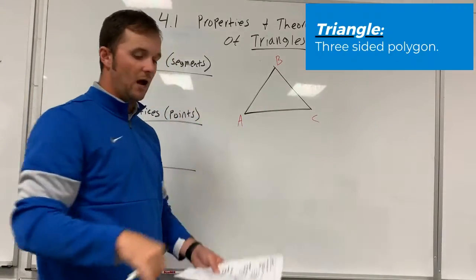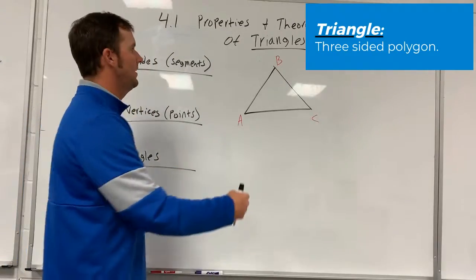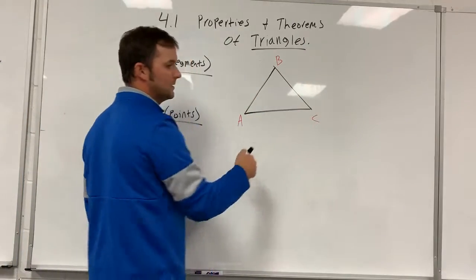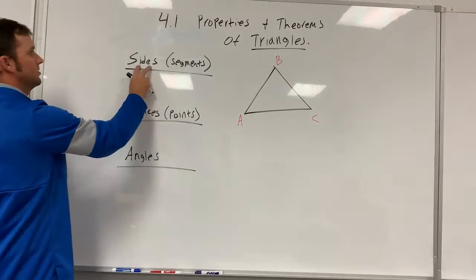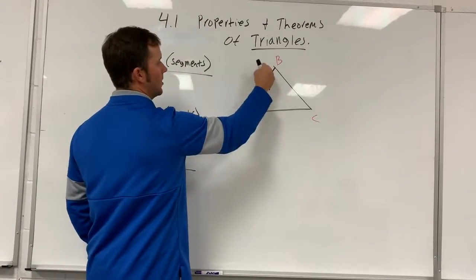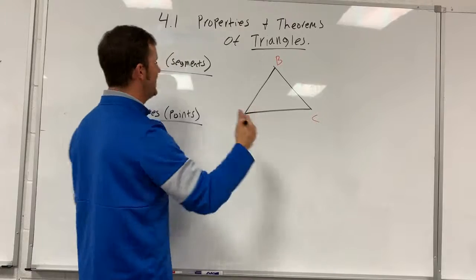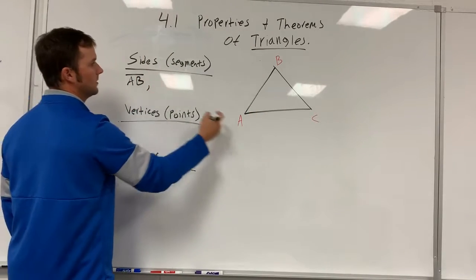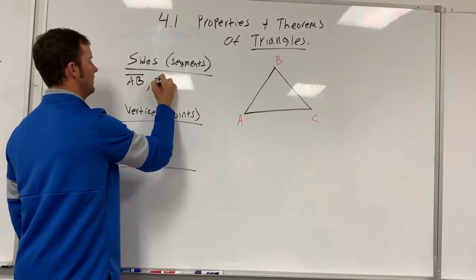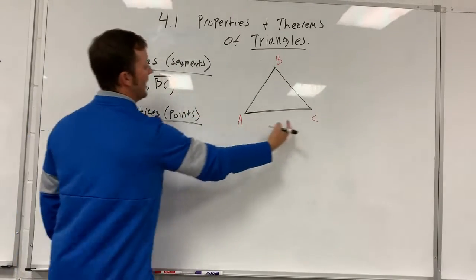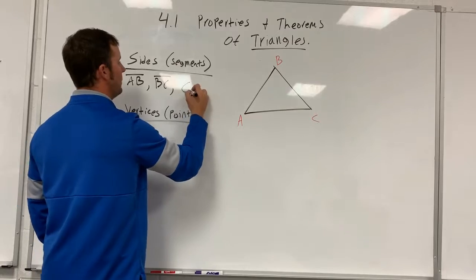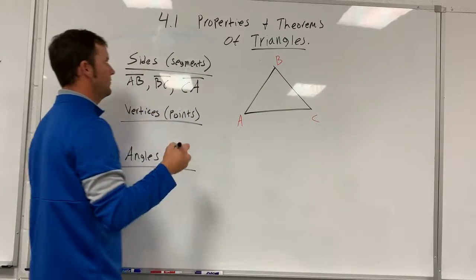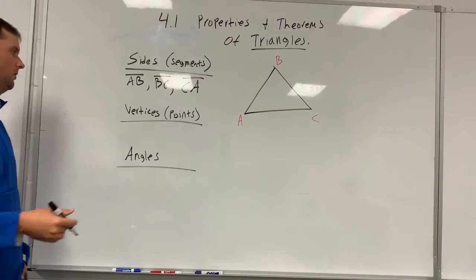And a triangle is obviously a three-sided polygon because we have three sides. And those three sides are also known as segments. So those are line segments. And those line segments are AB, and this is in your notes, BC, and then you got AC or CA, whatever you want to call it. Those are going to be your three segments that make up your triangle.